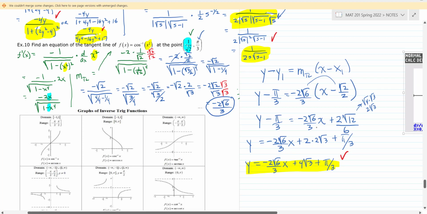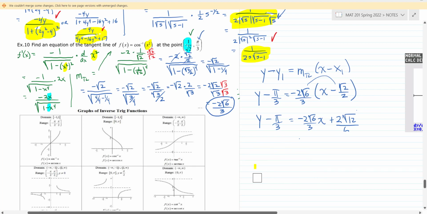Okay, I just paused because I think I made a little mistake on here. And this is getting a little messy here. So let me correct myself. It'd be better if I just wrote it in more steps. Okay, so I've got y minus pi over 3. Let's see, this was a 6.